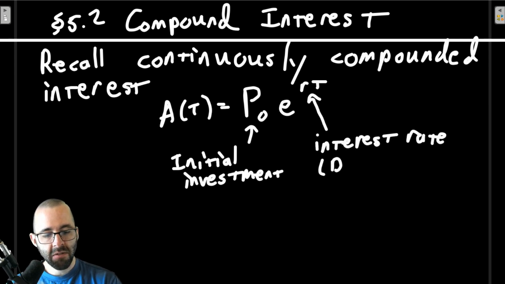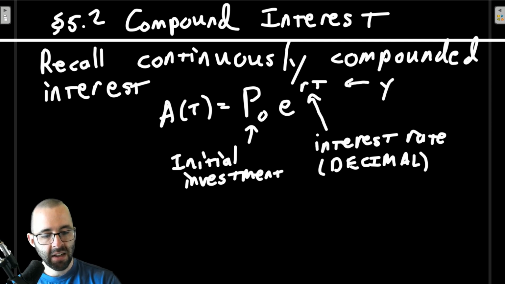So make sure to convert this to a decimal. If you don't convert this to a decimal, you're going to have some wacky stuff. And then t is in years. All right. Lots of arrows. Arrows for everyone. We love arrows.